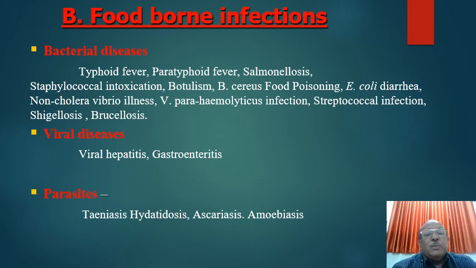Now we go to foodborne infections. Foodborne infections include bacterial diseases: typhoid fever, paratyphoid fever, salmonellosis, staphylococcus intoxication, botulism, Bacillus cereus food poisoning, E. coli diarrhea, non-cholera vibrio illness, Vibrio parahaemolyticus infections, streptococcal infections, shigellosis and brucellosis, just to mention some bacterial infections.